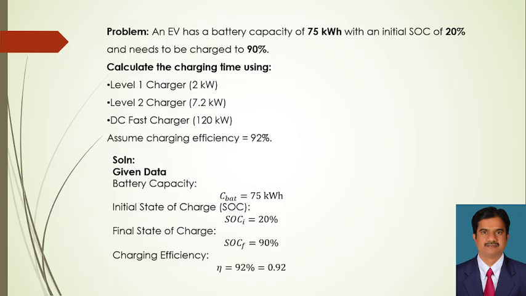Write down the problem. And the data given: battery capacity is 75 kilowatt hour, initial state of charge was 20%, final state of charge should be 90%. Charging efficiency is 92%, that is 0.92. Take the problem.